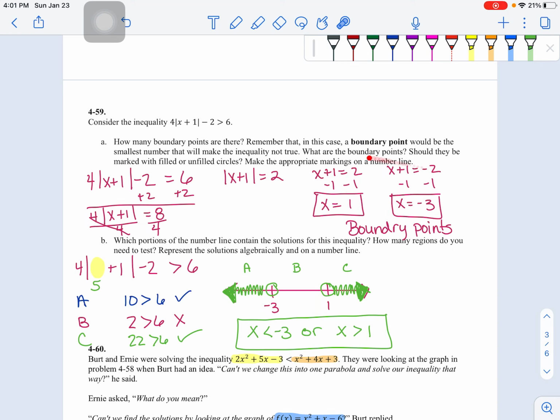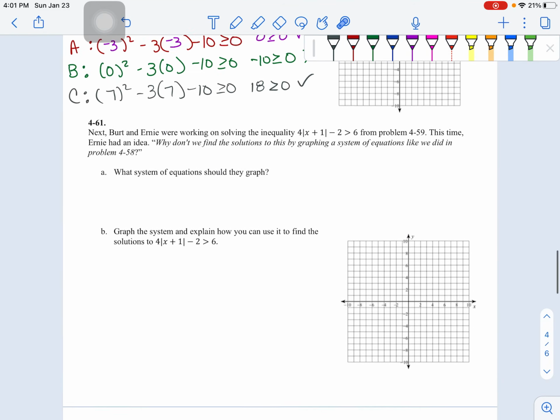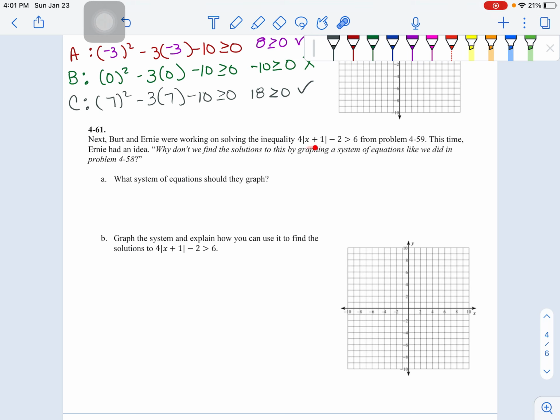So what he's saying is, why do we have to solve it algebraically? Can we find these boundary points on the graph? So we're going to go ahead and do that. We're going to take this inequality, and we're going to make it an equation, right? And we're going to put the left side in and the right side in, and we're going to see where they intersect. Okay, so I already have it on my calculator, and I will pull up my screen.